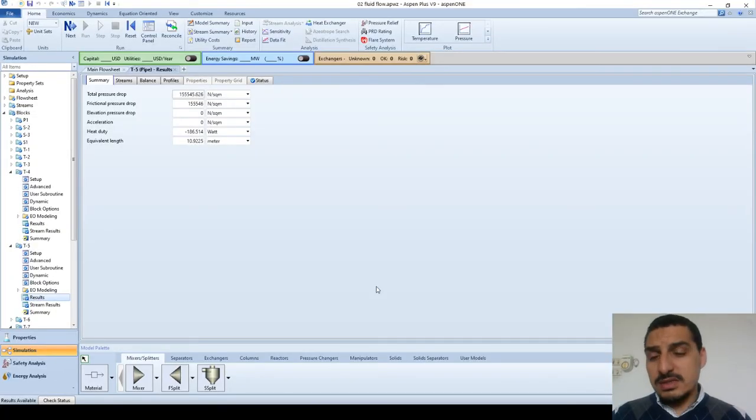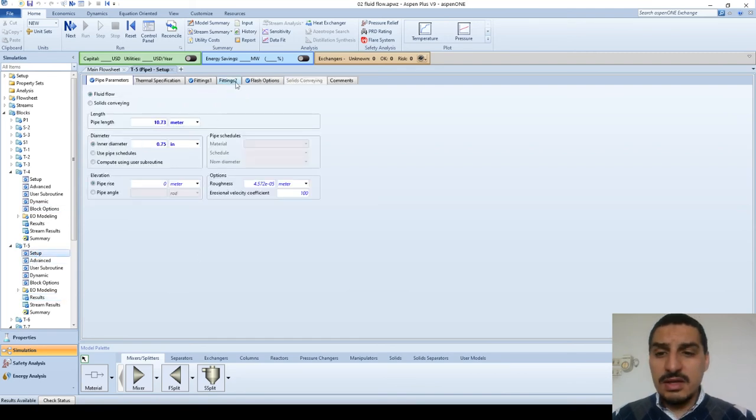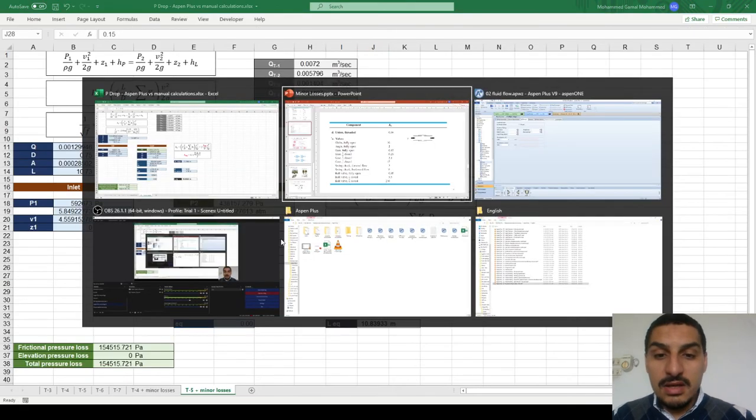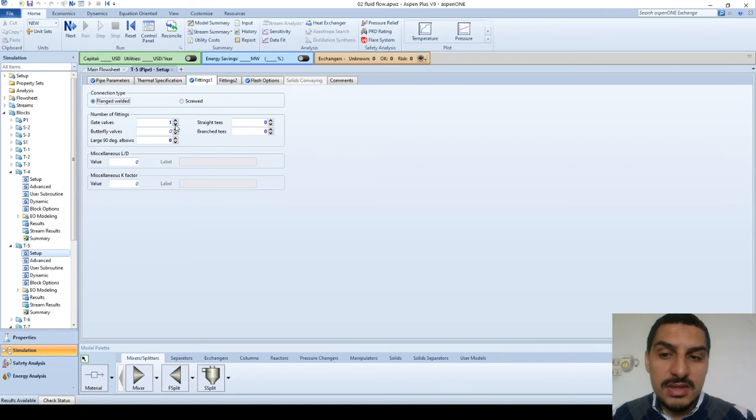So this is how we can put the valves and this stuff. But you can face some issues while working with this. In the case that we were working, we used a fully open gate valve. But if I have, let's say, quarter closed or half closed, I cannot find it here. It just tells me that it's a gate valve, not more than that. In such cases, Aspen Plus gives me the option to define what it calls miscellaneous sources of minor losses.